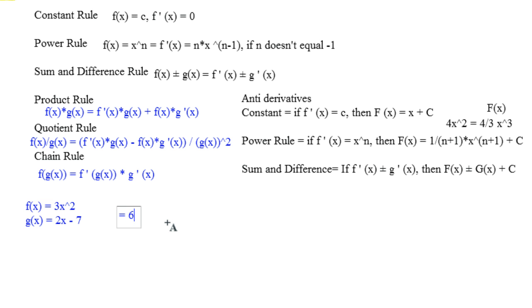Derivative first would be 6x times 2x minus 7 plus 3x squared times 2. Okay? And it would be pretty much that simple. The derivative of the second is obviously going to be 2. So if you'd like, you can actually write it down here and write out the derivatives and be able to see it real fast. So 6x and the derivative of the second is just going to be 2.